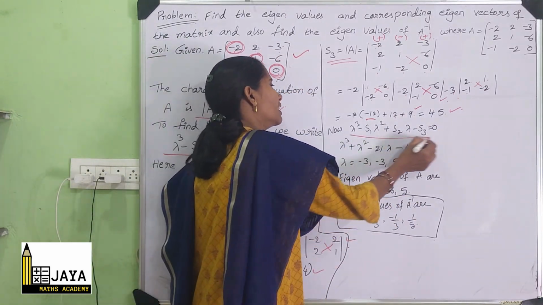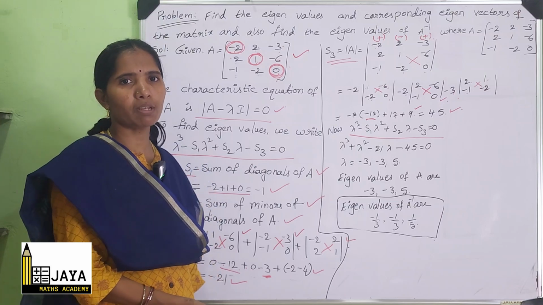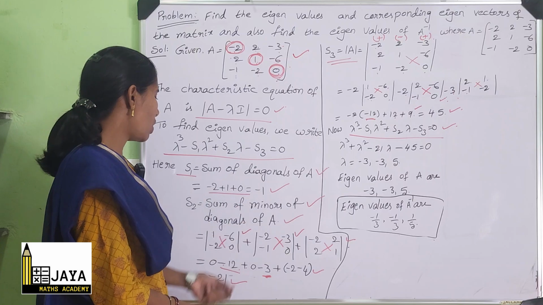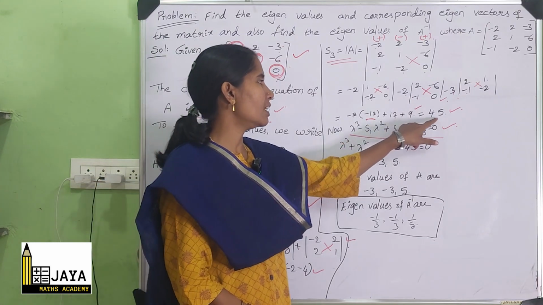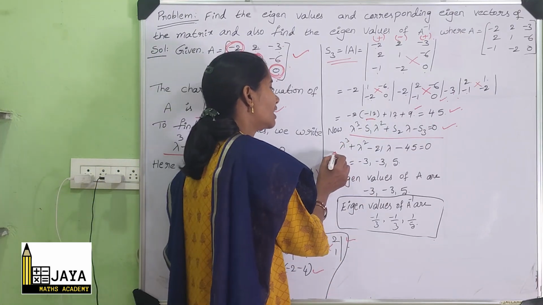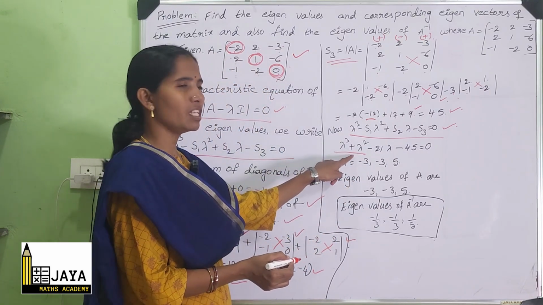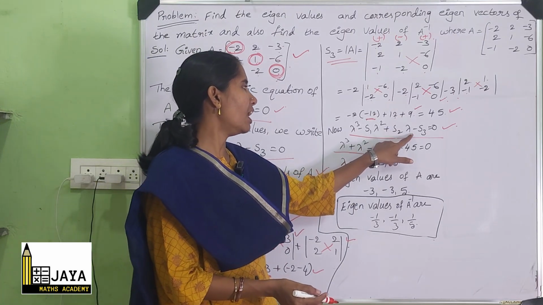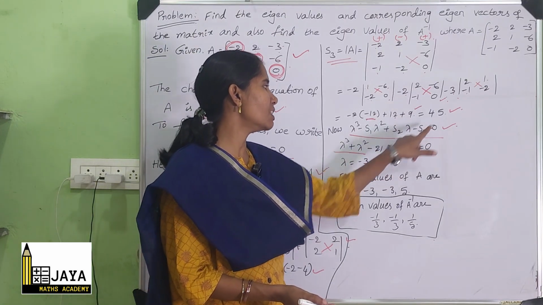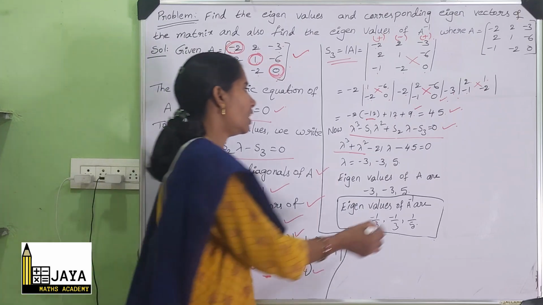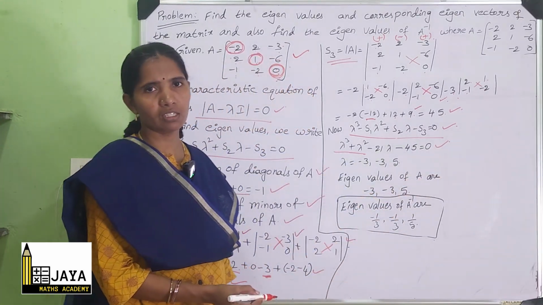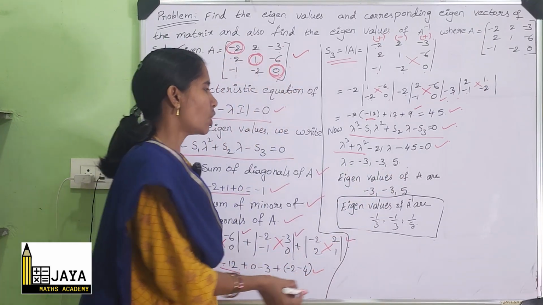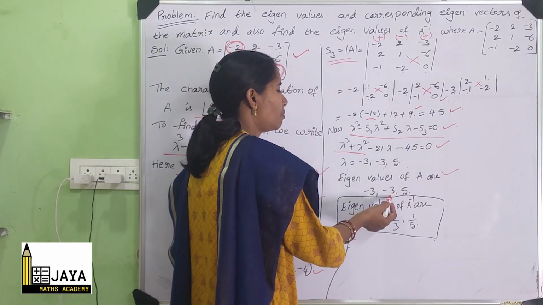So substitute in the equation lambda cube minus S1 lambda square plus S2 lambda minus S3 is equal to 0. Here S1 is -1, S2 is -21, S3 is 45. So you will get the equation lambda cube plus lambda square minus 21 lambda minus 45 is equal to 0. Find the lambda value by using the calculator, as we already discussed in the previous video. Lambda is equal to -3, -3, 5. So the eigenvalues of A are -3, -3, 5.